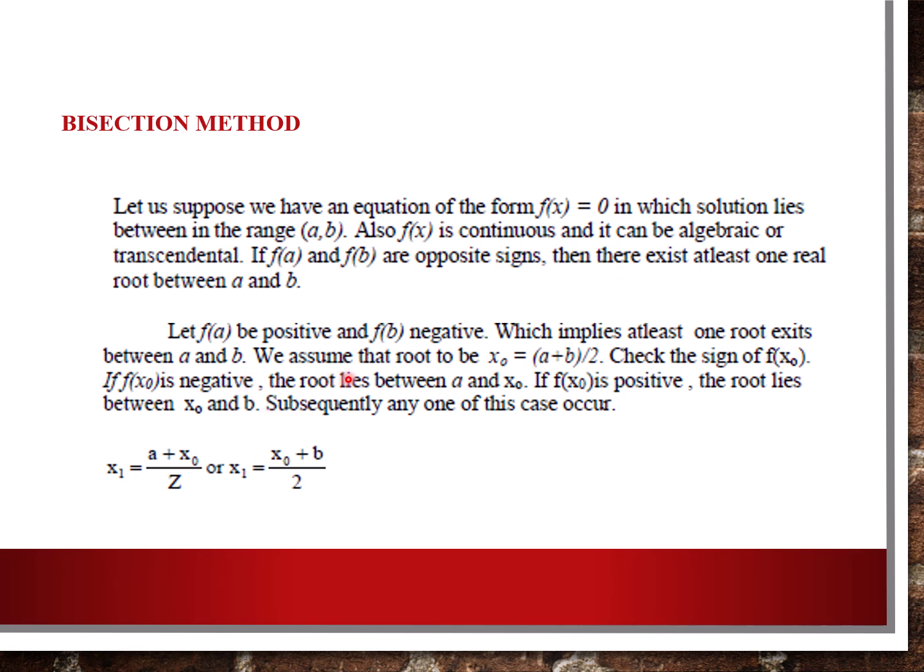We assume the root to be x naught equal to a plus b divided by 2. Check the sign of f of x naught. Subsequently, one of these cases occurs: x1 equal to a plus x naught divided by 2, or x1 equal to x naught plus b divided by 2.